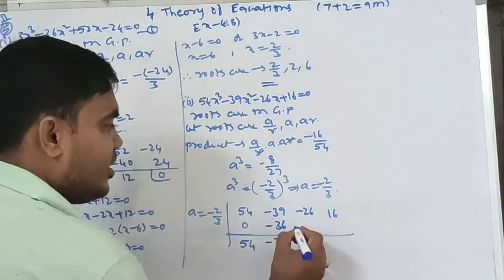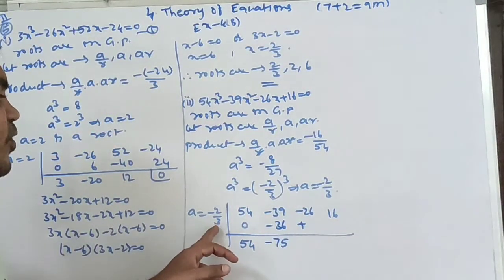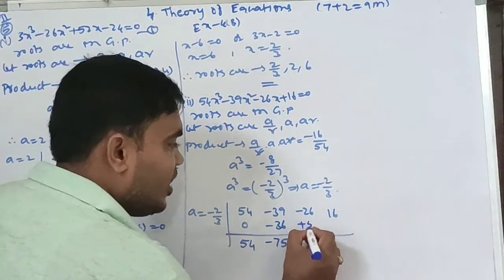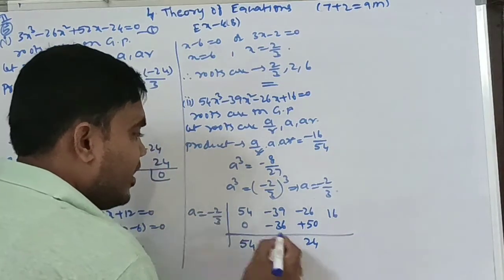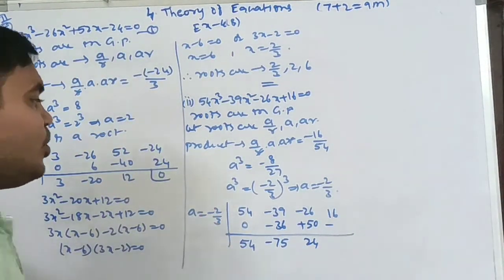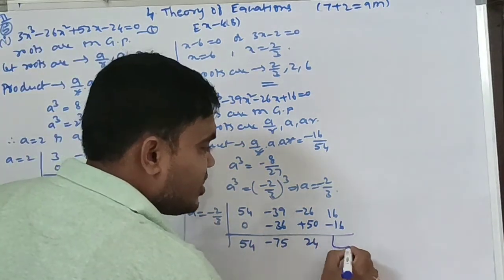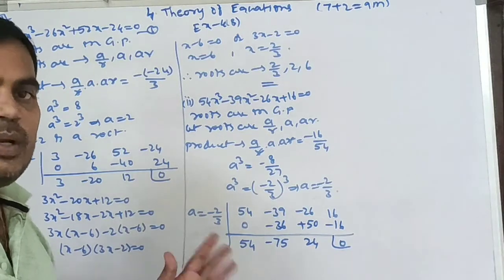Minus into minus plus. 75 by 3, divide first. 75 by 3, 25 into 2, 50. 50 minus 26, 24. Minus into plus minus. Divide first. 24 by 3, 8. 8 into 2, 16. 16 minus 16, 0. We must get 0 here, then only it is right.